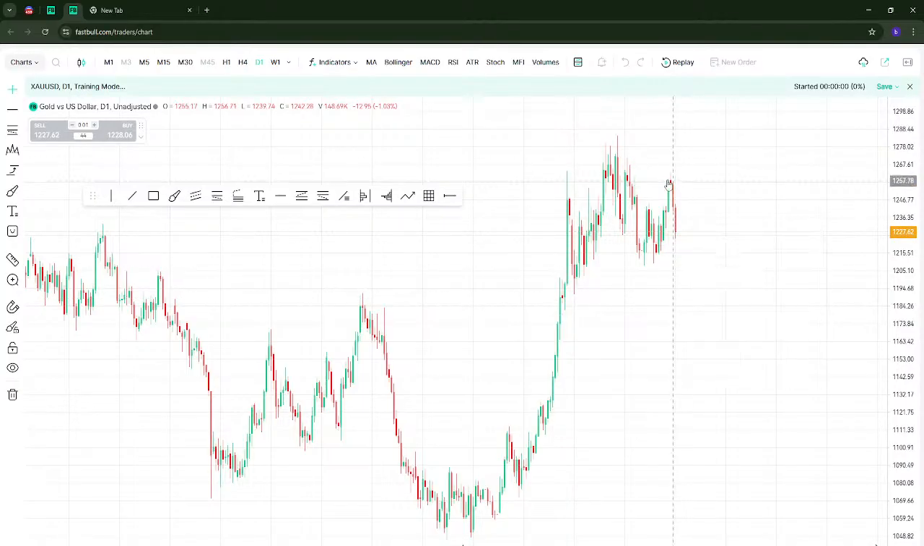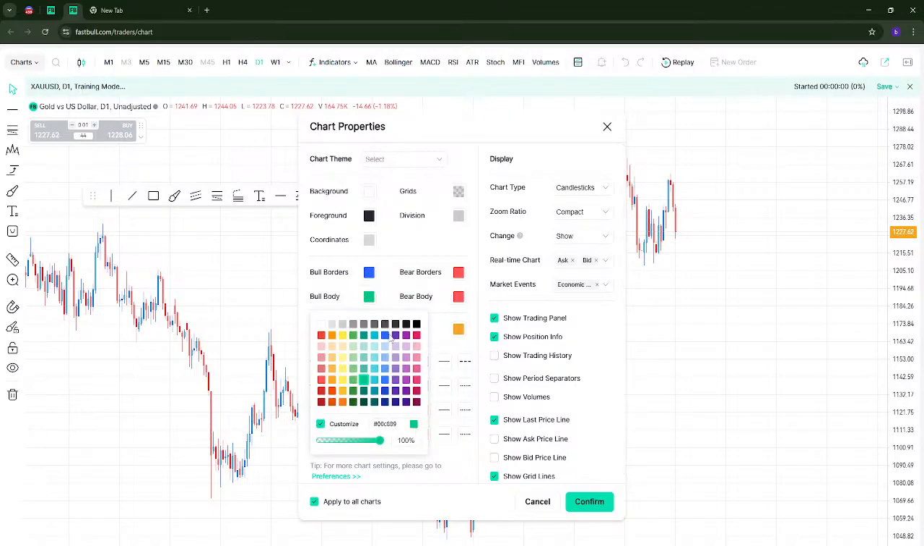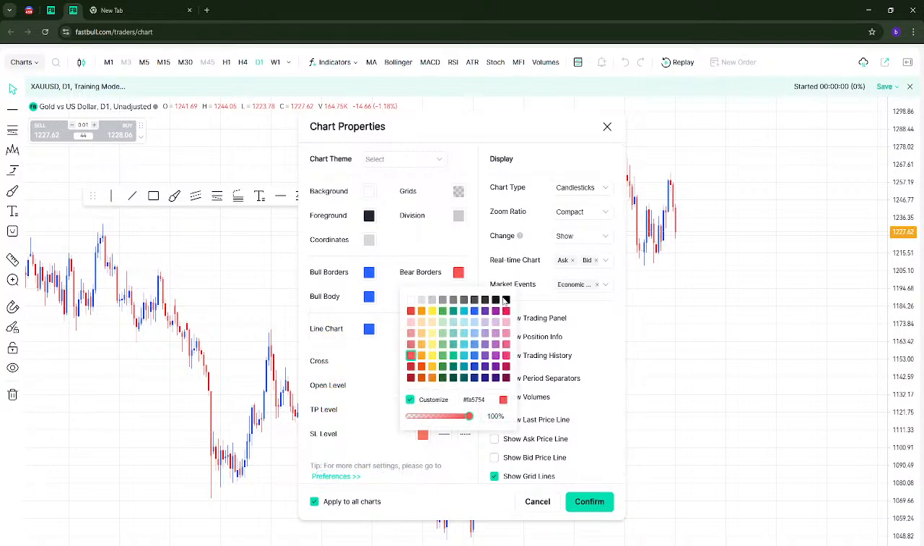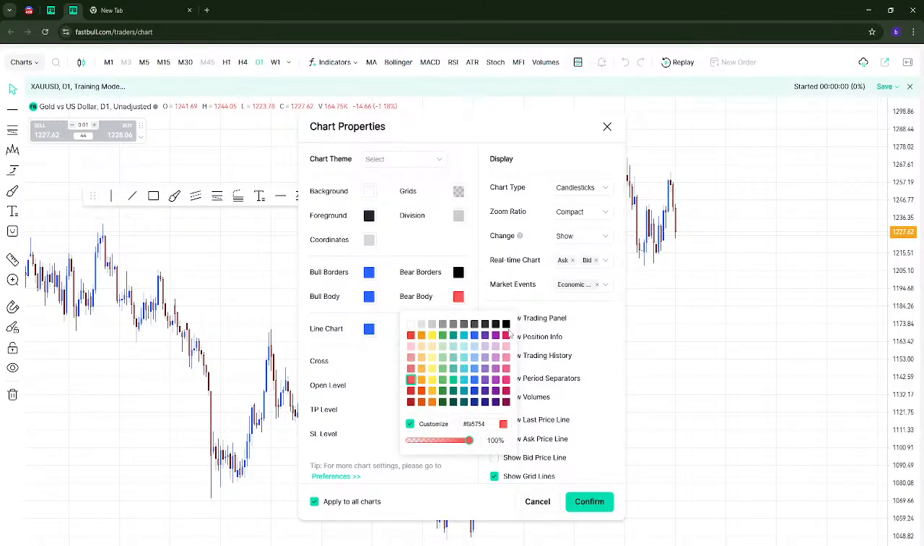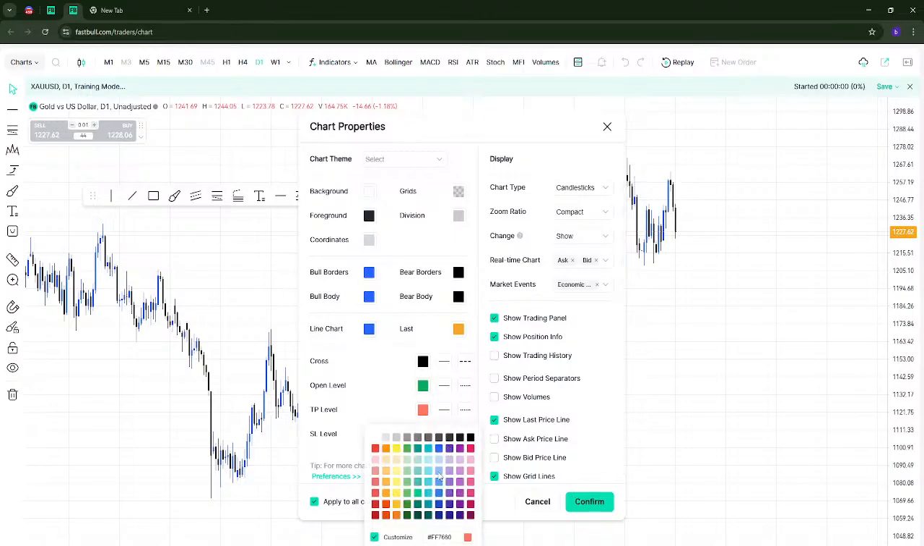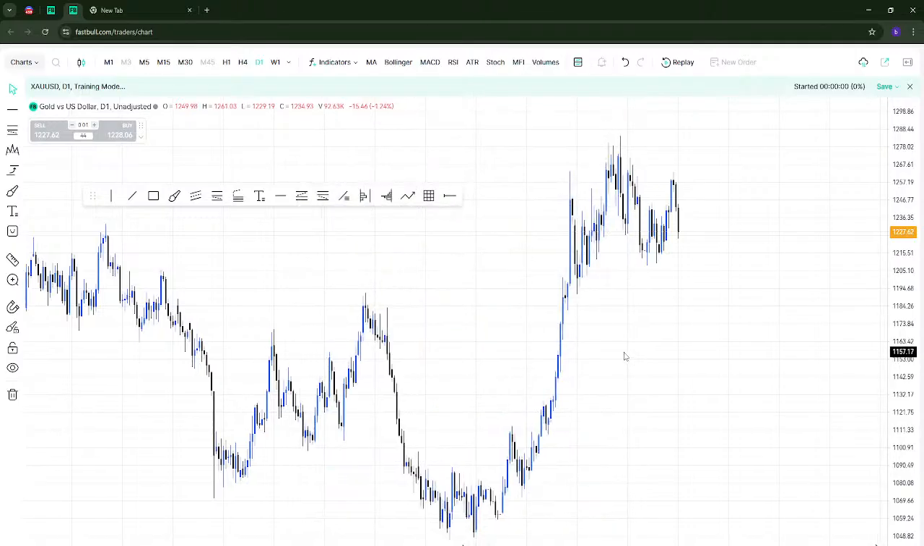I like using this reasoning. I like using these, like this. I just want the pen color to be black, and that would be nice. TP SL levels, I just make it like that, and then I leave it like that. Then I can just confirm.